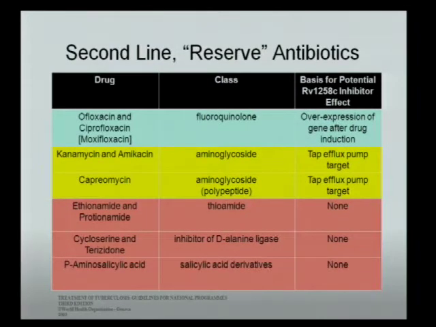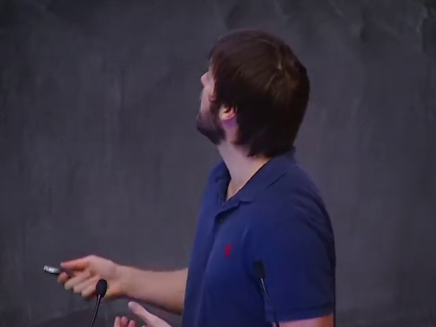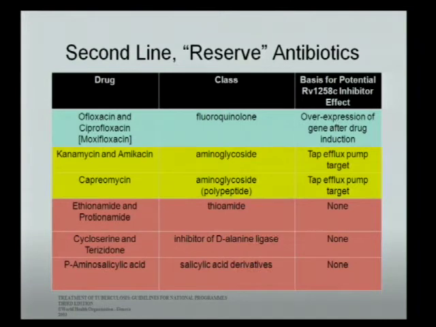And then the second-line drugs that are used to treat more difficult cases, such as the fluoroquinolones, have been shown directly. That's, again, the color coding, the light blue. You do see the pump overexpressed in the presence of those drugs in particular. And then again, by analogy, TAP efflux pumps have been shown to extrude these aminoglycosides and the polypeptide-like compound capreomycin.